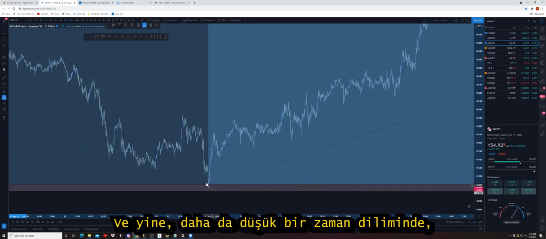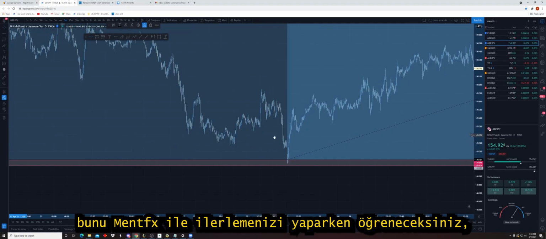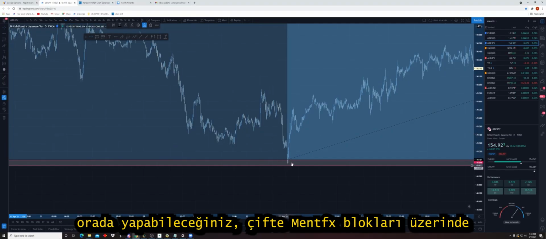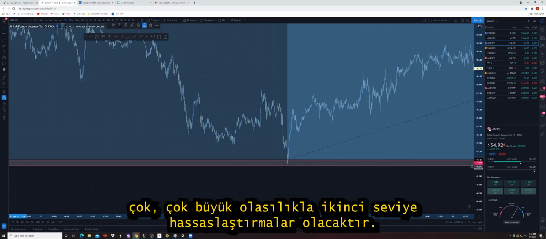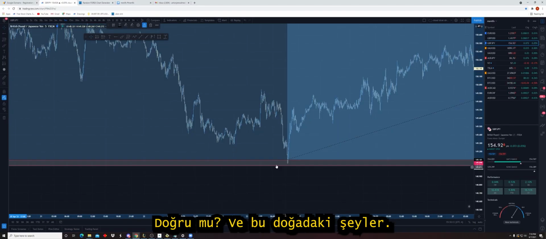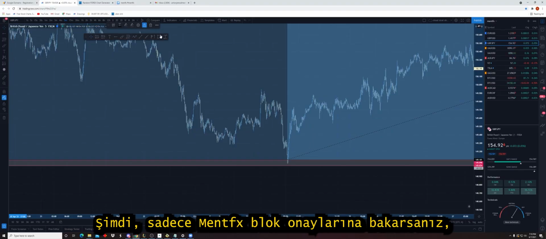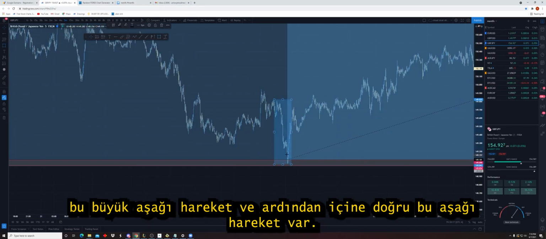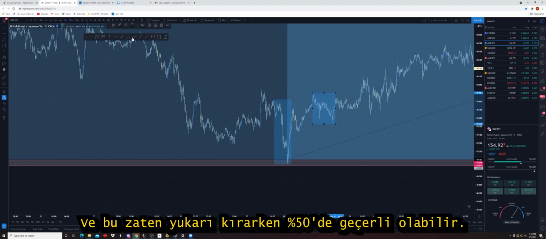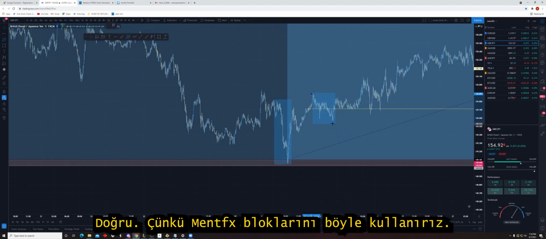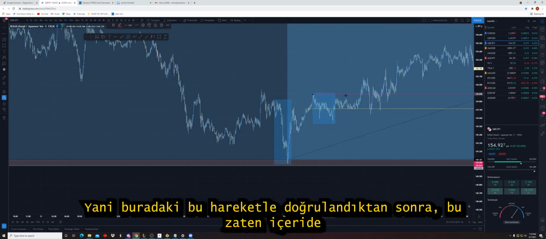And again, on an even lower time frame, which you'll learn about as you make your progress with MentaFX, there's going to be more likely than not very, very second level refinements that you can make inside of there on double MentaFX blocks, right? And things of that nature. Now, if you just look at double MentaFX block confirmations, you have this big down move followed by this down move into it, right? And that already, as it breaks higher, can be valid at the 50%, right? Because that's how we utilize the MentaFX blocks. So once it's validated with this move right here, this is already a valid buy inside of there.